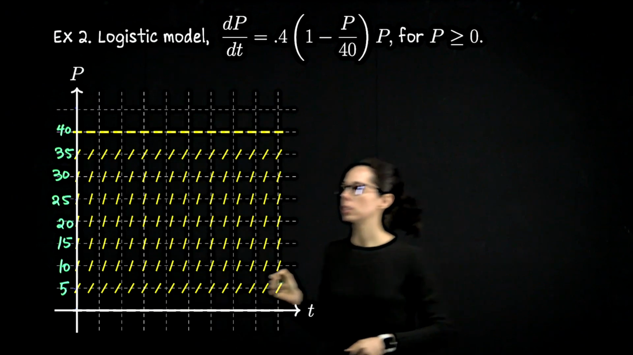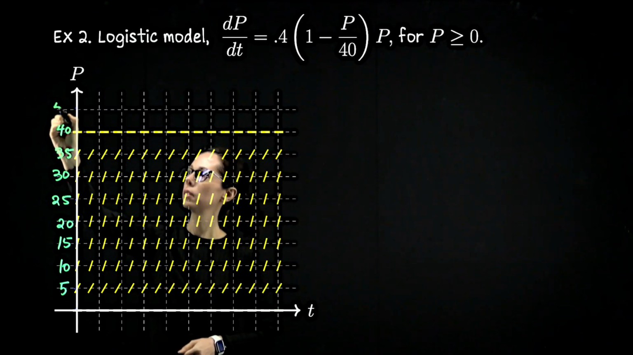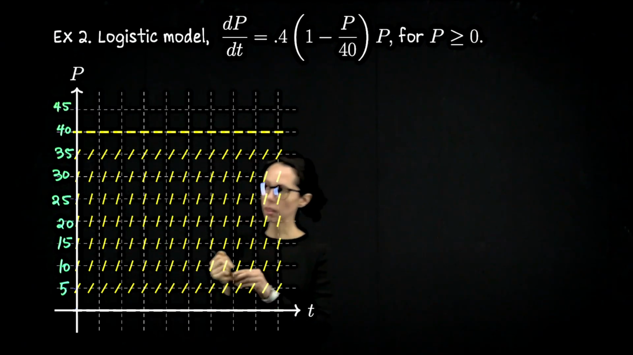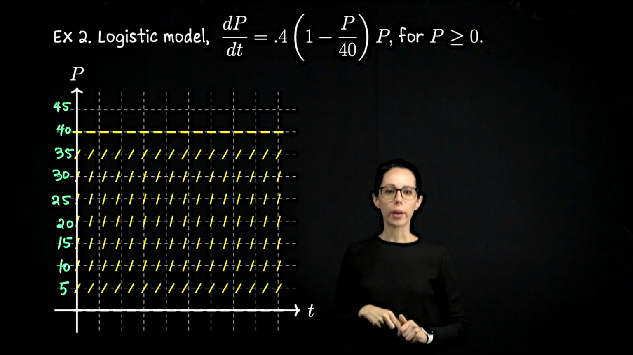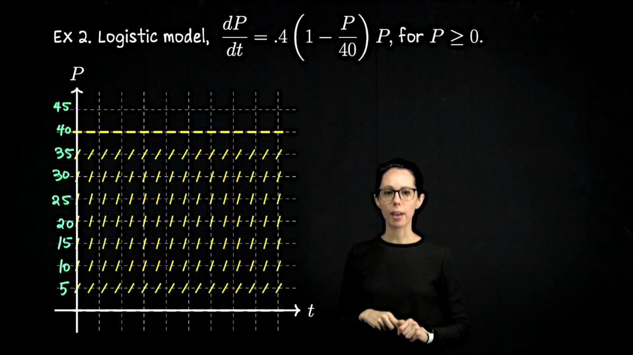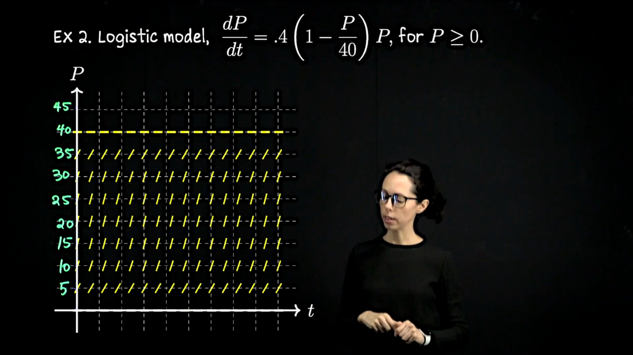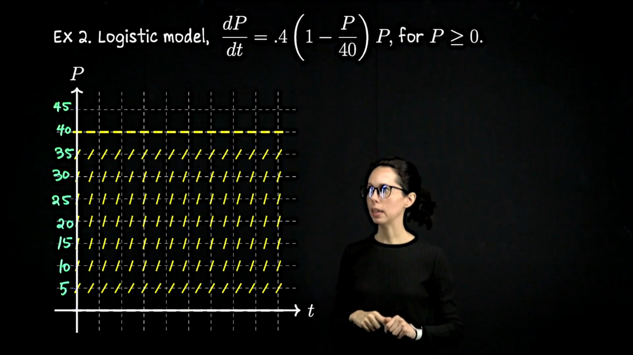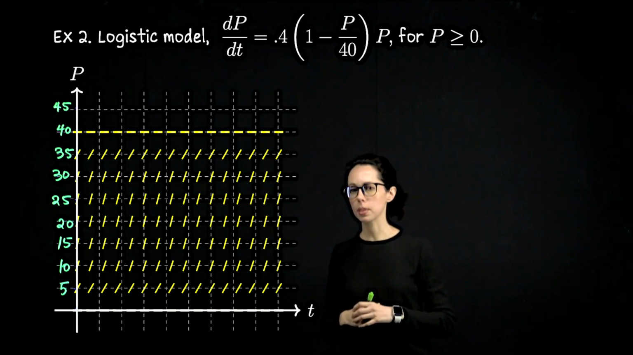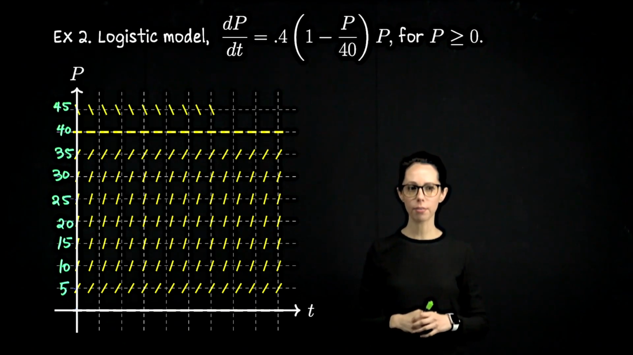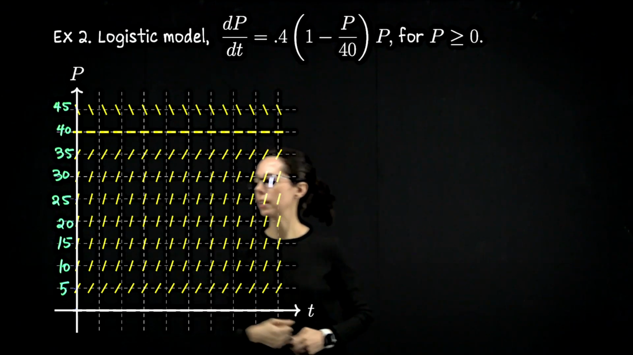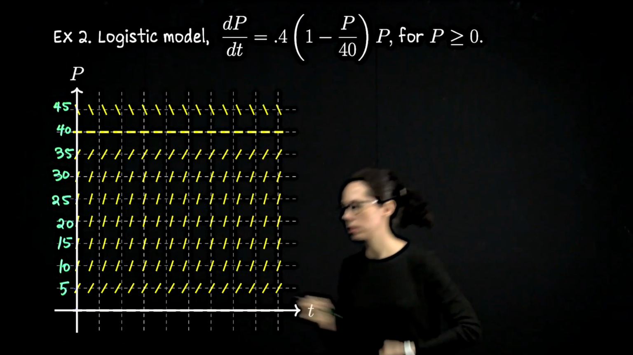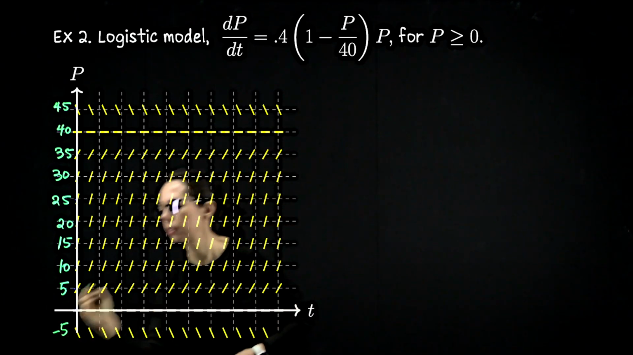Let me go up just one more level to 45. When p equals 45, if you plug 45 into the right-hand side of this differential equation, you're actually going to get a negative slope. So here, p equals 45 gives you slopes that look like negative 2.25. And that's actually also what you see down here if p is negative 5. So let's see, negative 5.